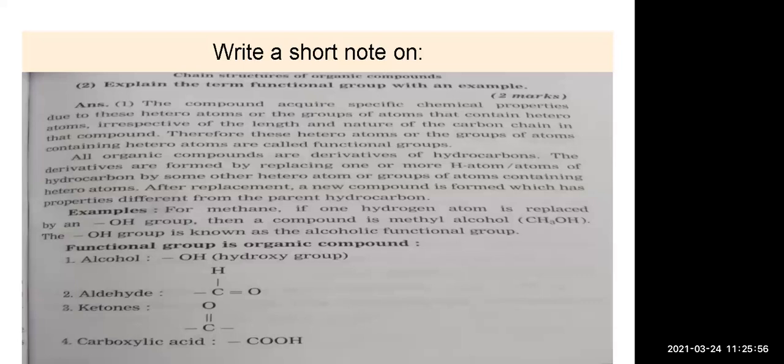CH4 is the formula for methane, and if you replace one of the hydrogens with an OH group, then that will be considered as methyl alcohol. The OH group is known as the alcoholic functional group here. A few of the functional groups are listed. Alcoholic group, which is the OH group and can also be called the hydroxy group. Aldehydic group, that is CHO group. Ketonic group, C double bond O group. Carboxylic group, that is COOH group.